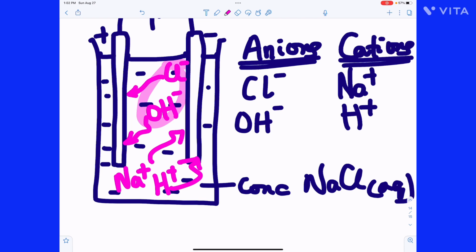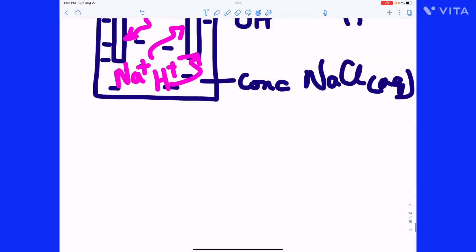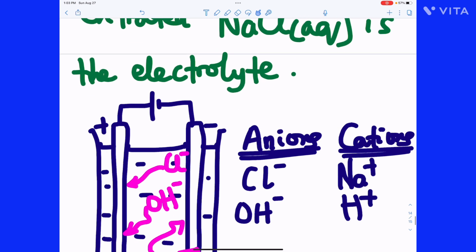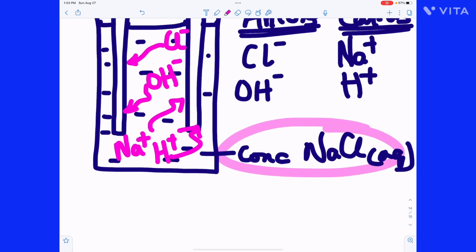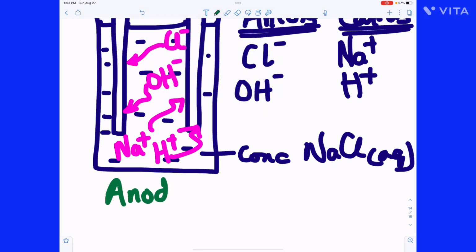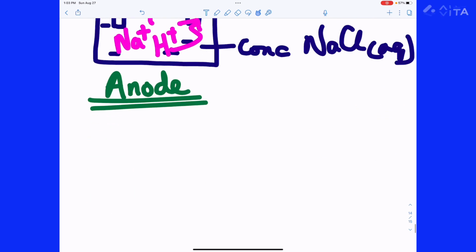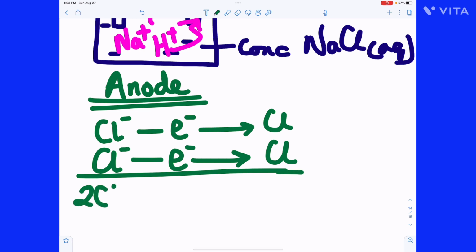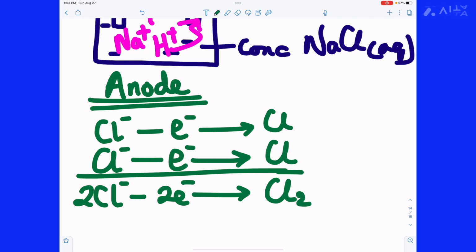So as you can see here, if it was dilute sodium chloride solution, because chloride ions are higher in the series than hydroxide ion, the hydroxide ion gets preferentially discharged as oxygen and water. But in this case where the electrolyte is conc NaCl, when the anions get to the anode, Cl minus will be discharged as chlorine gas like this. One chloride ion will lose an electron, get oxidized. Then put these two together, you get 2Cl minus minus 2e to give Cl2 gas.